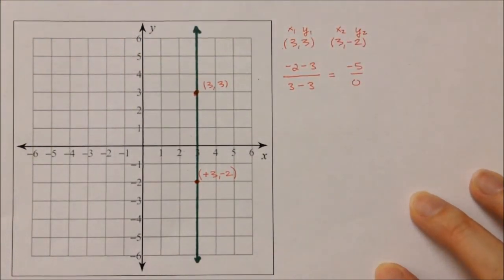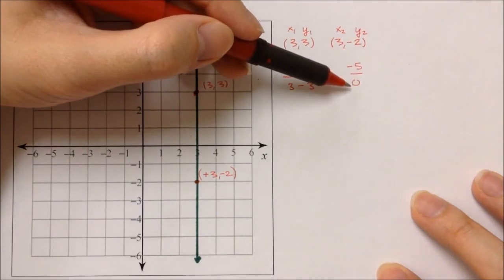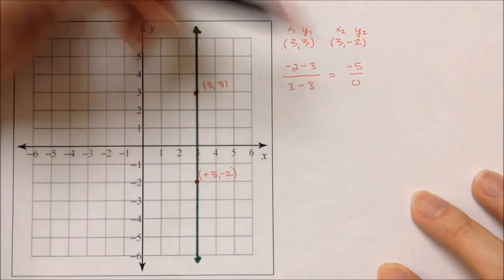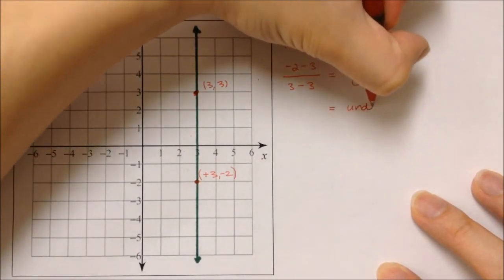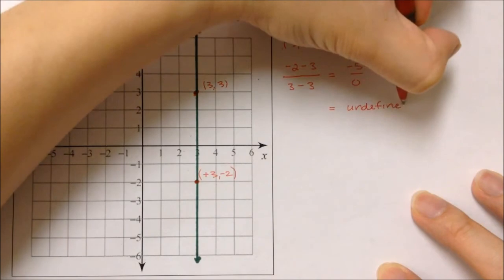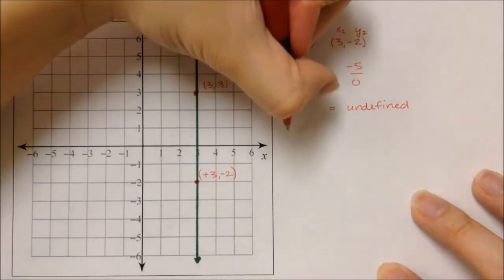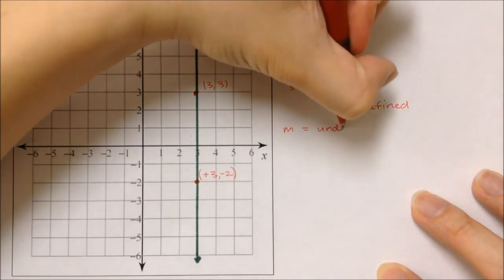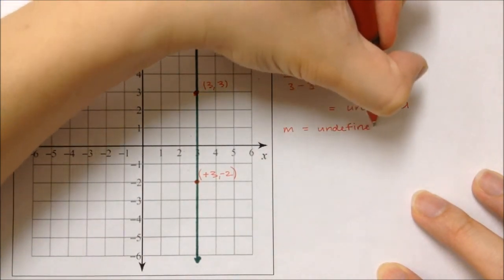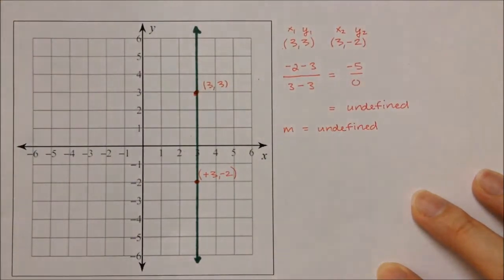In this case, we have our denominator, our bottom, equal to 0. In the event you have your denominator equal to 0, there's nothing you can do except simply say it's undefined. So m, or slope, is undefined. That's all we can do.